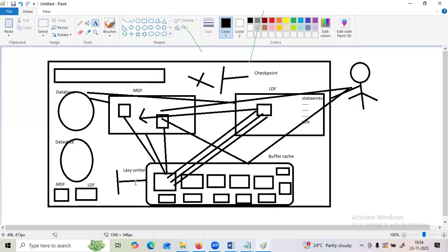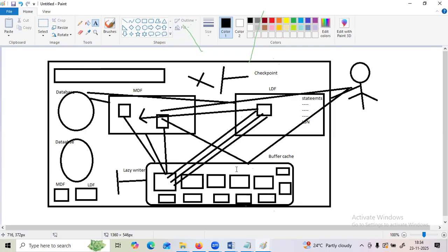It will scan the buffer cache, and it will go for one algorithm. Why? Because it has to know which page is going to be modified, how long, and when it was modified, and whether it is really going to be used or not. So using the lazy writer, in the background, it will go for one mechanism. That mechanism, one minute.